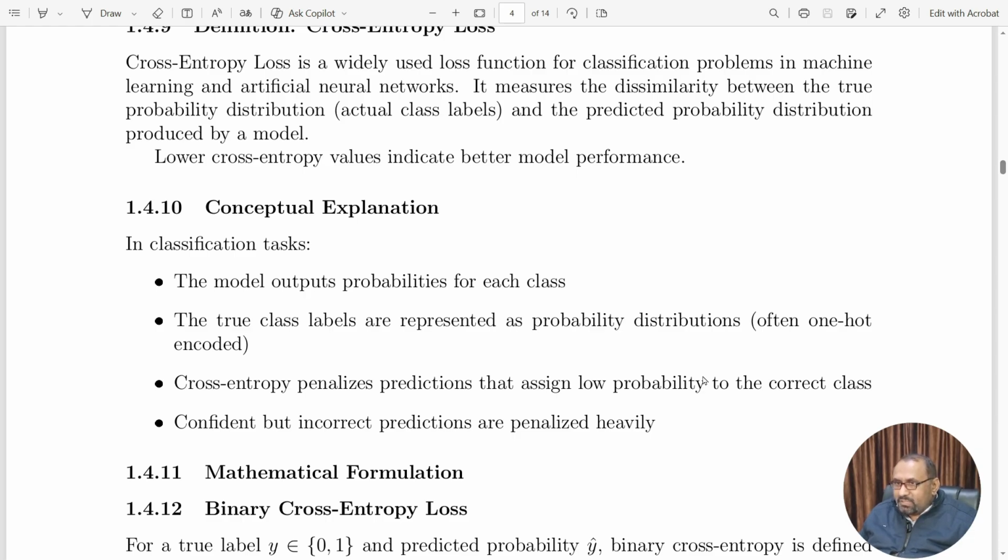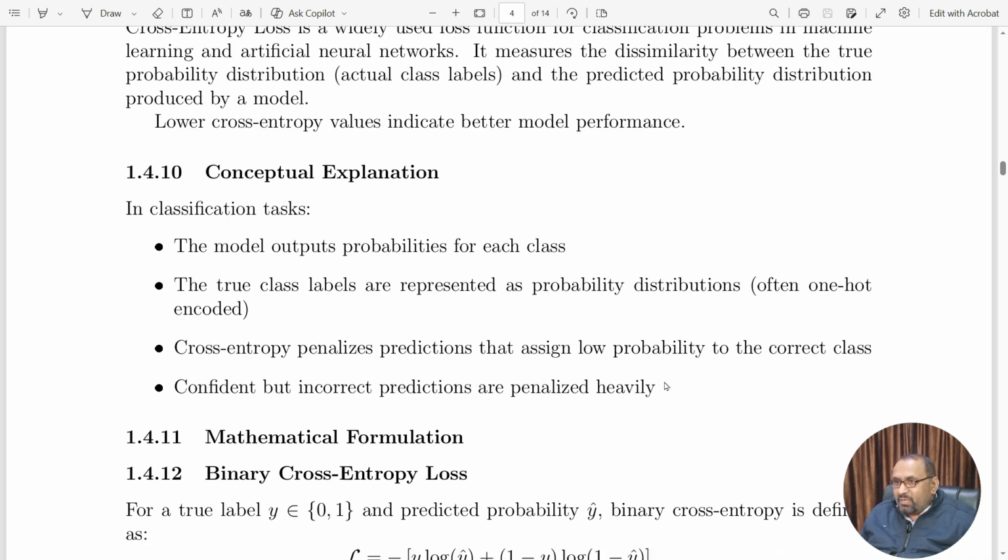The true class labels are represented as a probability distribution of one hot encoded. Entropy penalizes predictions that assign low probability to the correct class, and confident but incorrect predictions are penalized heavily. Here is the mathematical formula for the same.